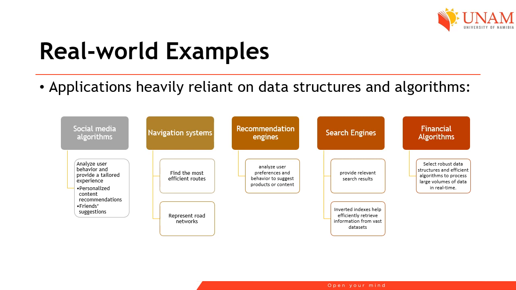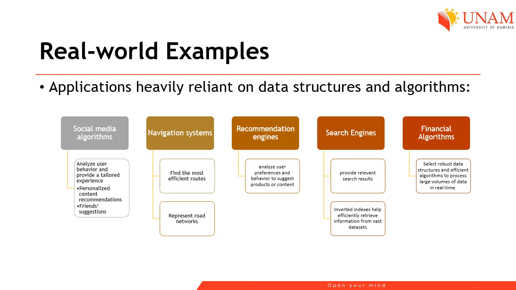Example 3 is that of recommendation engines. We have online shopping platforms as well as streaming services that use recommendation engines powered by complex algorithms. The algorithms are used to analyze user preferences and behavior and to suggest appropriate products or contents, and thereby enhancing the engagement of the user.